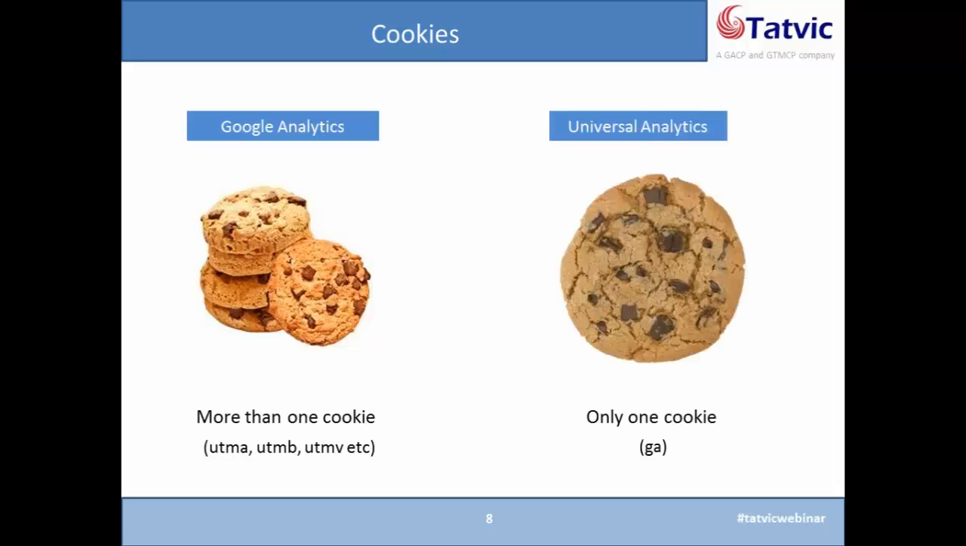While in Universal Analytics, there is only one cookie which is used. The purpose of having this cookie is to identify the user. This is done by generating an anonymous random number and storing it in the cookie. This number is sent on every hit to the Google Analytics server and is used to calculate sessions, users, and campaign metrics. Let's now move on to the next difference between Universal Analytics and Google Analytics.